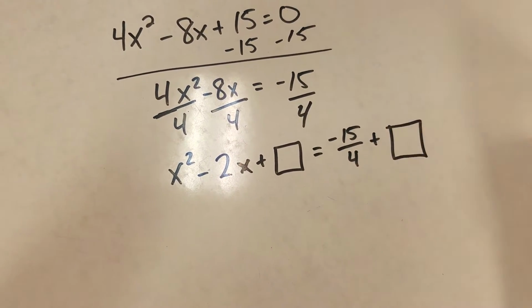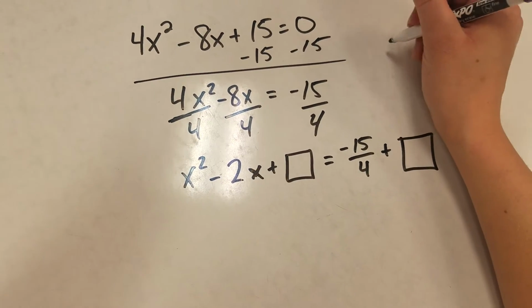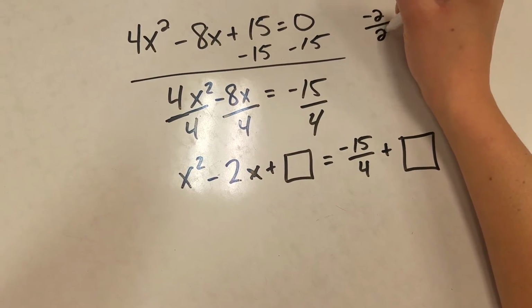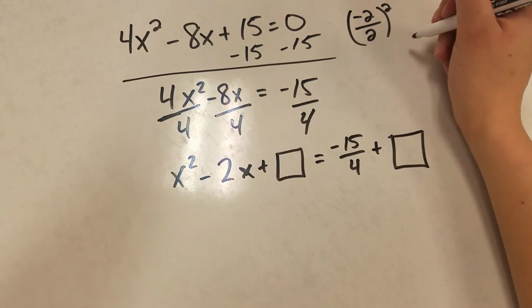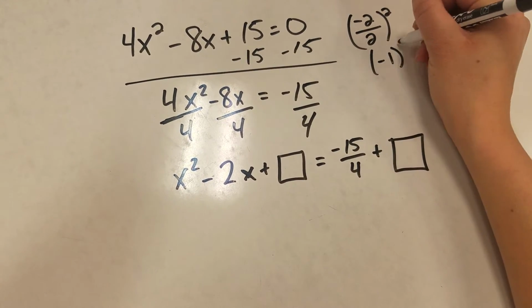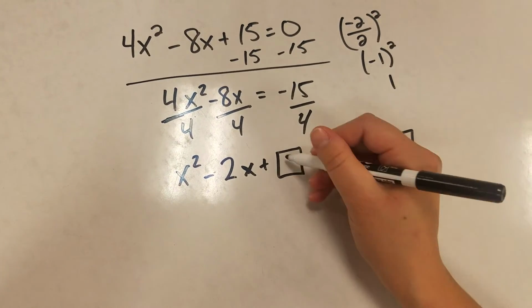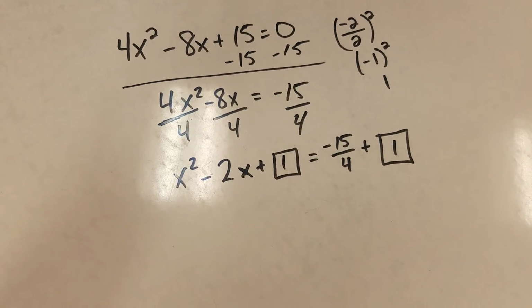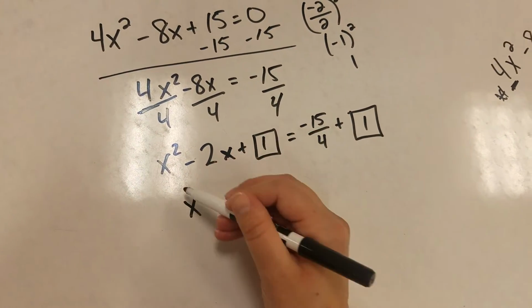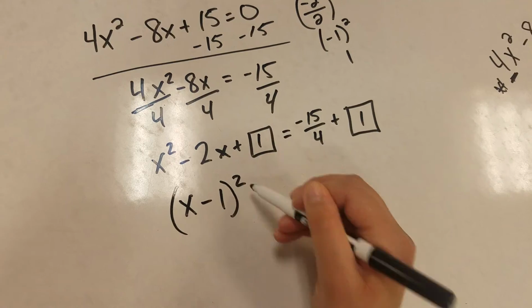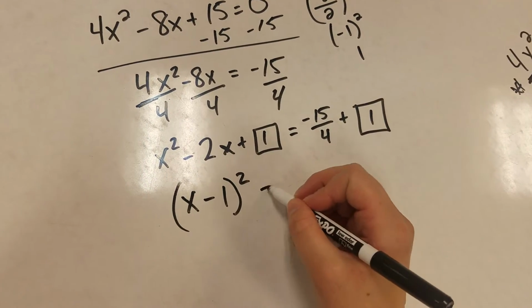And then we're going to add in another box. To figure out what goes in our box, we're going to take our b over 2 and square it. So we end up with negative 1 squared, which is 1. So that goes in both of our boxes. We have our perfect square trinomial, which factors into x minus 1 squared.